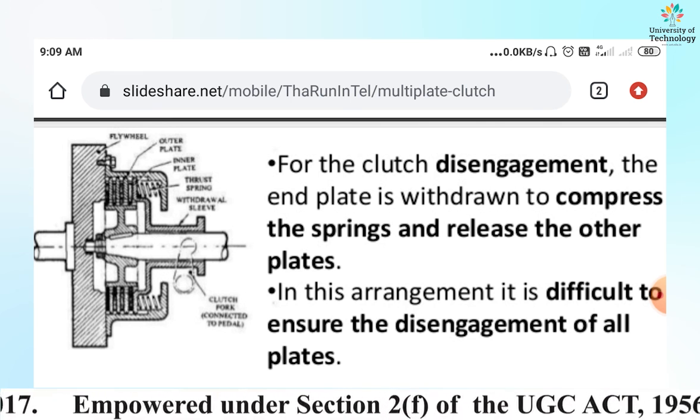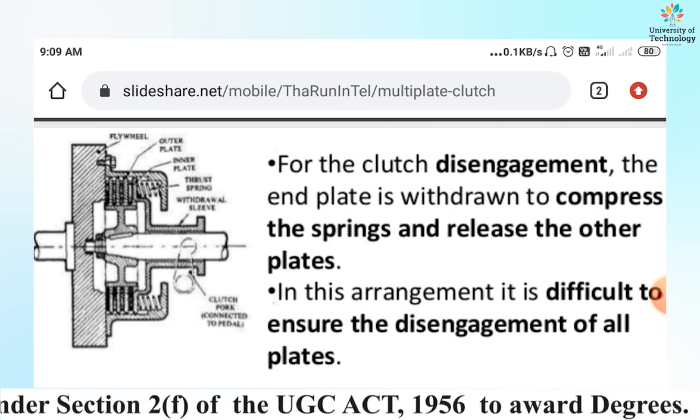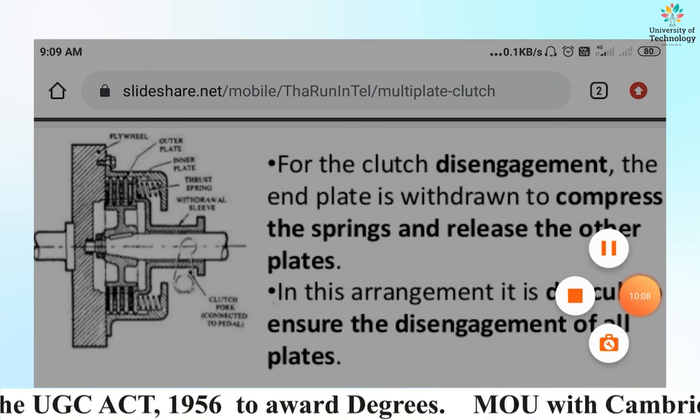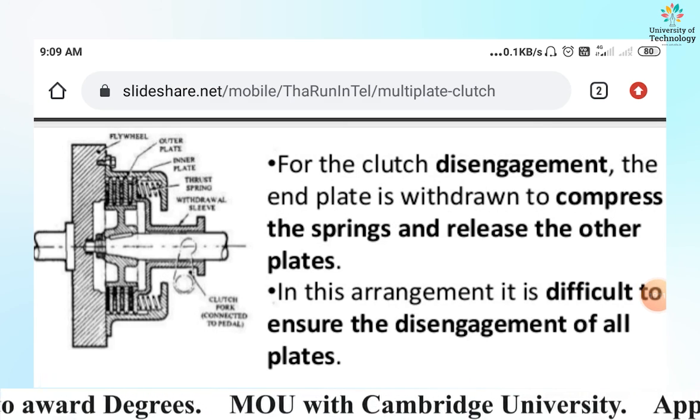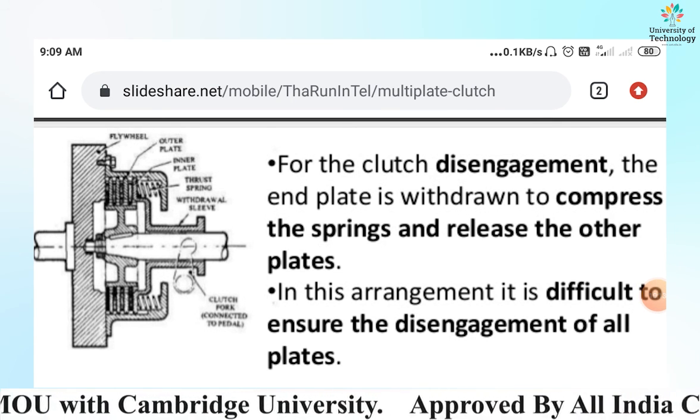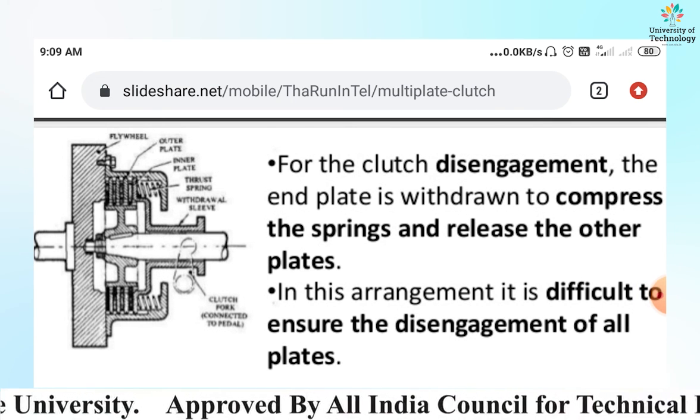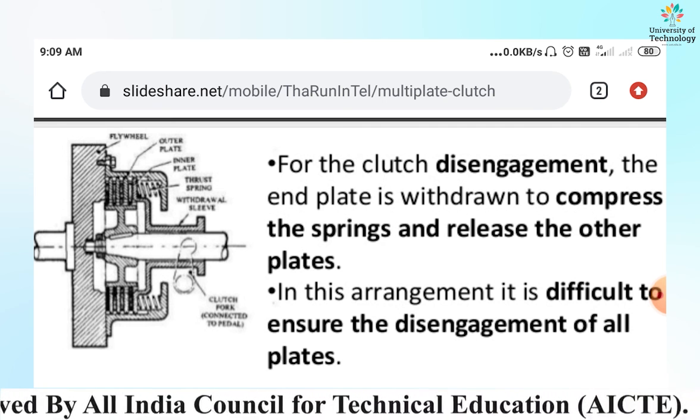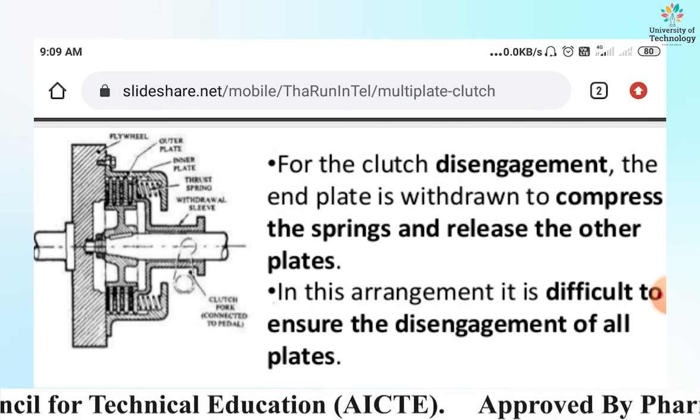So the transmission of power is continuous, or regularly transferred, from the input shaft to the output shaft.